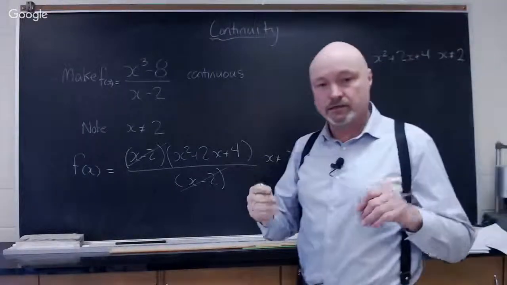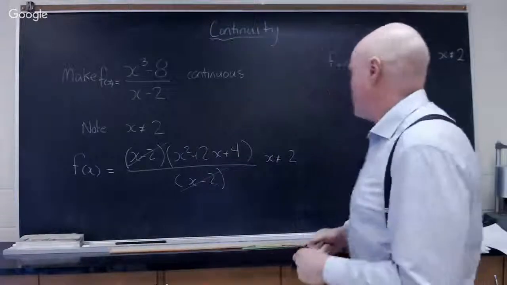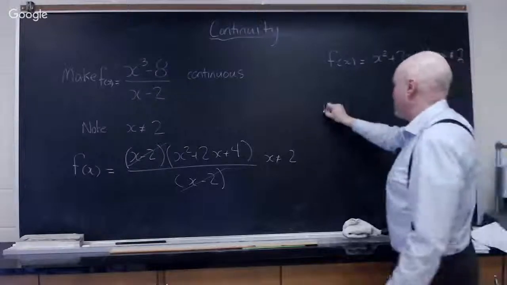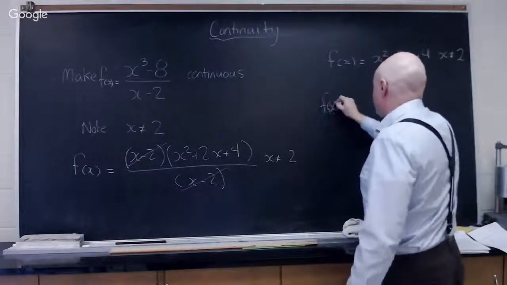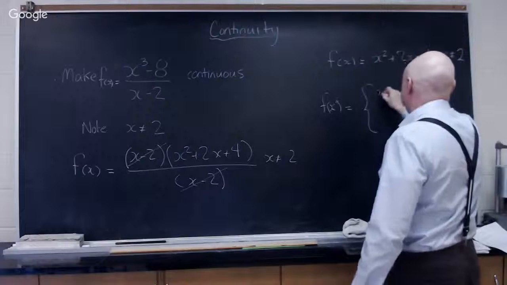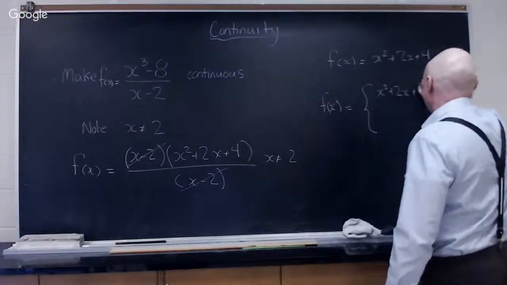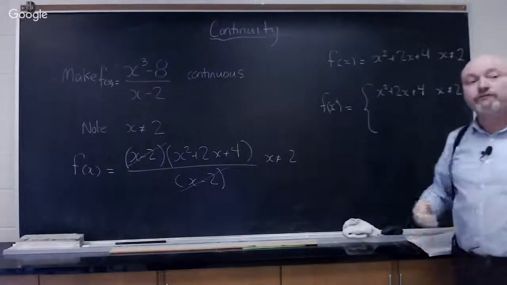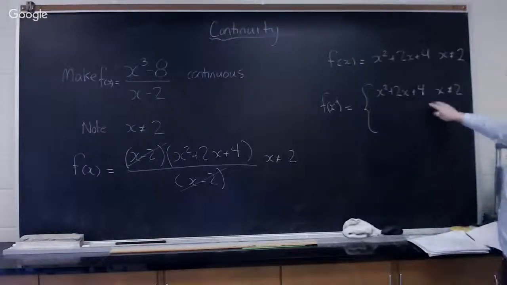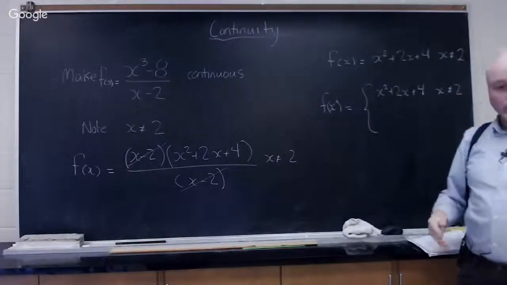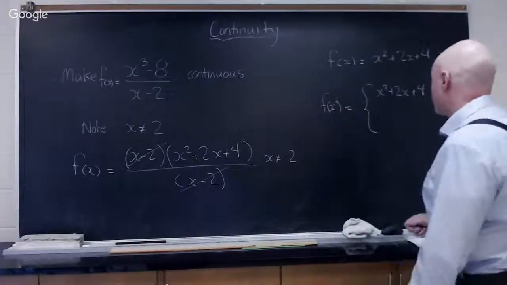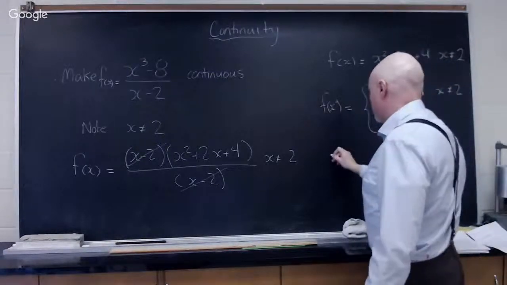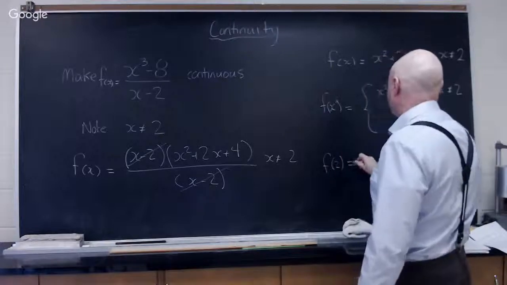We're going to turn it into a piecewise function. We're going to let f at x be equal to x squared plus 2x plus 4, as long as x is not equal to 2. And then we're going to figure out what f at x is when x is equal to 2 in order to fill in that jump discontinuity. And we'll do that by putting 2 into this expression.